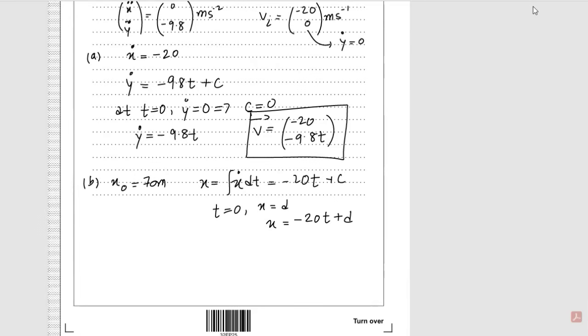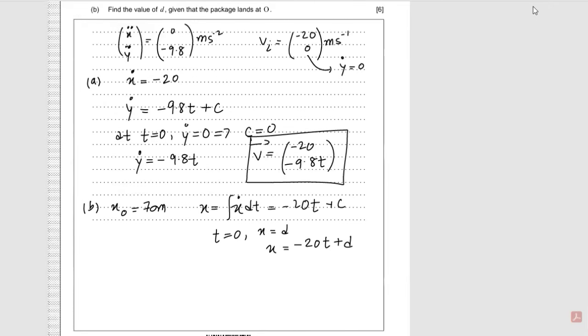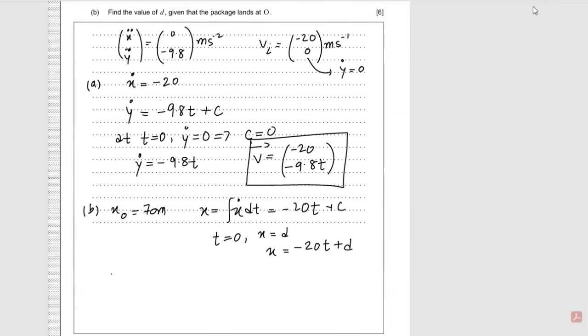And the vertical component, on the other hand, let's integrate, y is going to be negative 9.8 t squared divided by 2, plus c. How do we evaluate the constant? We know that initially, oh, sorry, that was a y dot. I made it x dot, I don't know why. So this was the vertical.